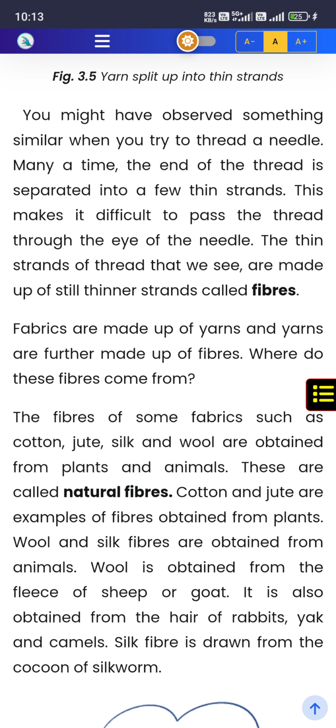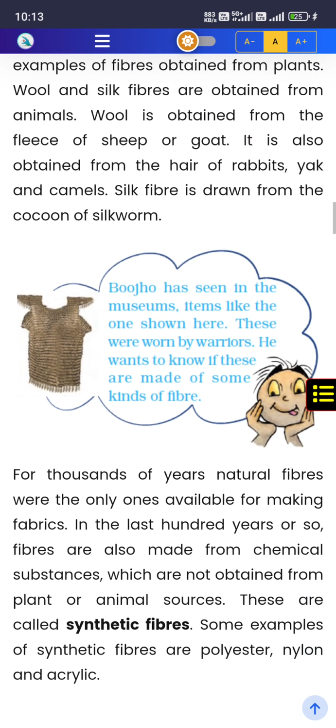Wool is obtained from the fleece of sheep or goat, or hairs of rabbit, camel or yak. Silk, however, is drawn from an insect, from the cocoon of a silkworm. Right?